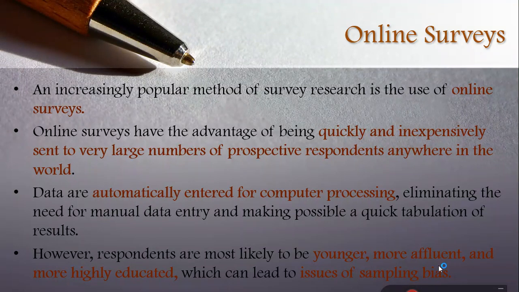However, the one downside to the use of online surveys is that respondents are typically most likely to be younger, more affluent, and more highly educated. So by utilizing online surveys, sometimes we can inadvertently exclude certain populations, which can lead to issues of sampling bias. So we always want to consider our population in the selection of our survey method.